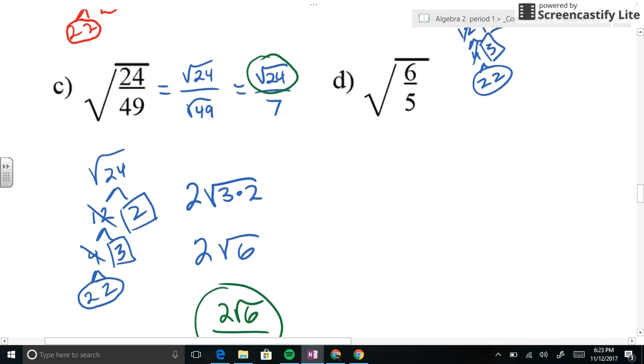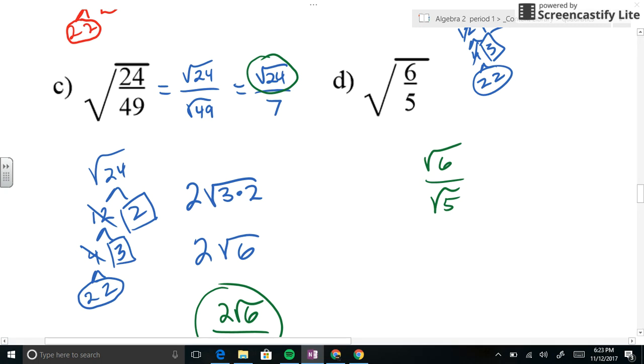The last one we're going to take a look at is the square root of 6/5. Once again, just like the last one, we can't have a fraction inside of a square root. So we take the square root of the top and the square root of the bottom. Well, in the last problem, the square root of the denominator was a perfect square, so we just factored it out or simplified it, and we got a 7.